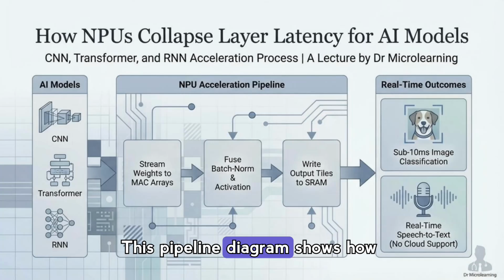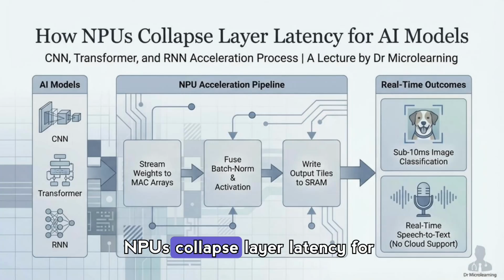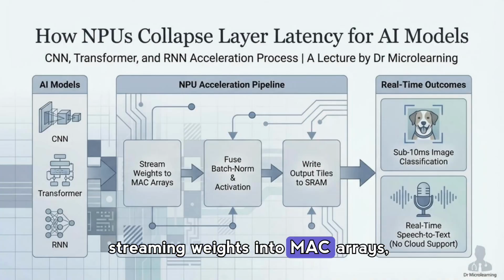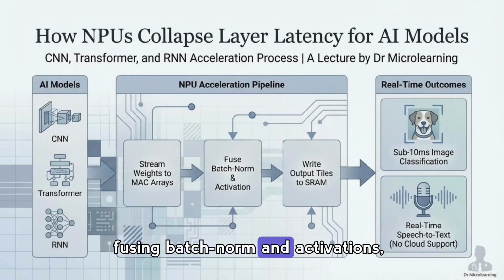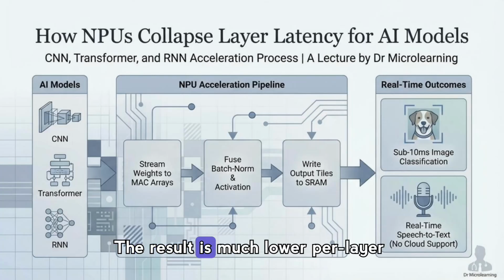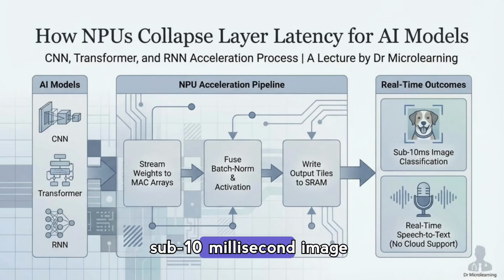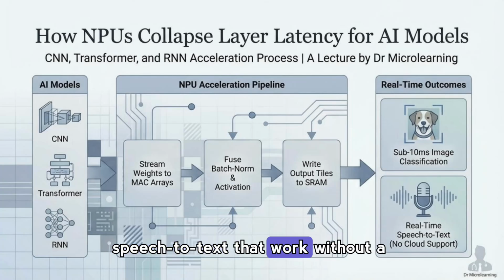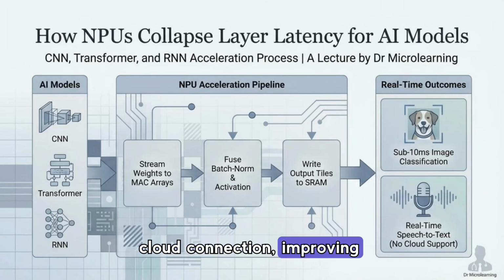This pipeline diagram shows how NPUs collapse layer latency for CNNs, transformers, and RNNs by streaming weights into MAC arrays, fusing batch norm and activations, and writing output tiles to SRAM. The result is much lower per-layer delay and real-time outcomes like sub-10 millisecond image classification and on-device speech-to-text that work without a cloud connection, improving responsiveness and privacy.